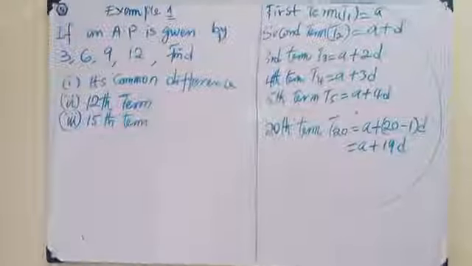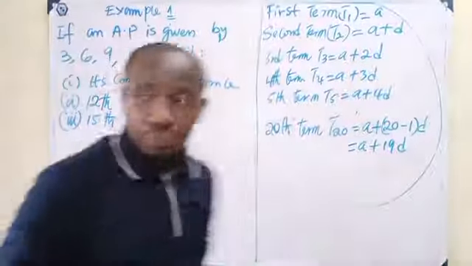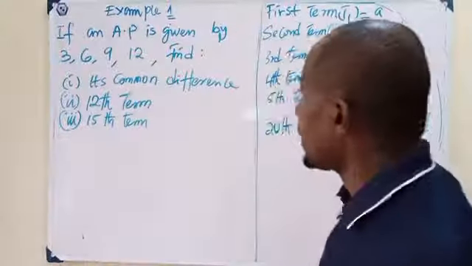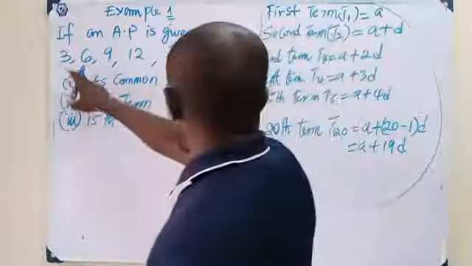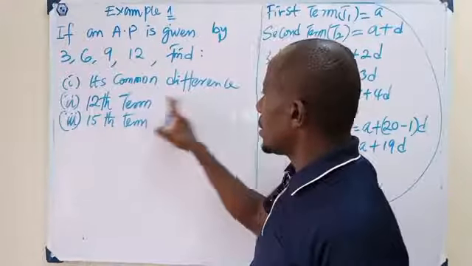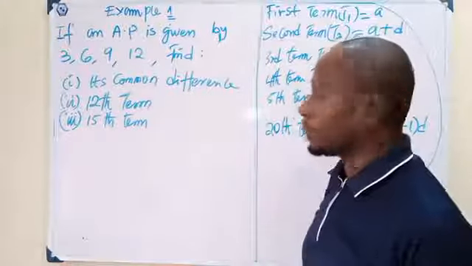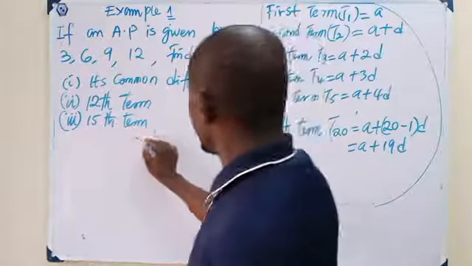This is our first example that we are going to look at today. Example 1: if the AP is given by 3, 6, 9, 12, find its common difference, 12th term and 15th term. This one is very simple. So, the solution.